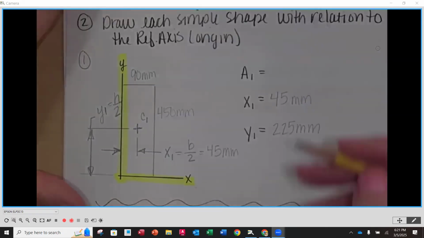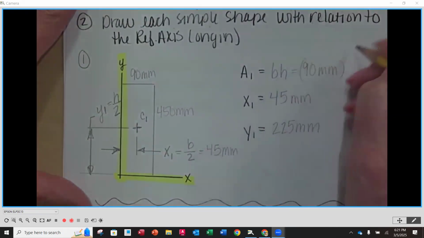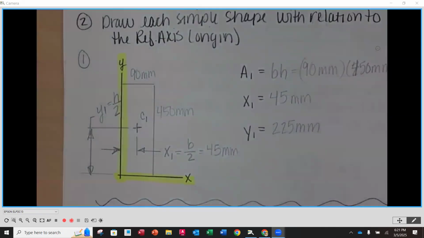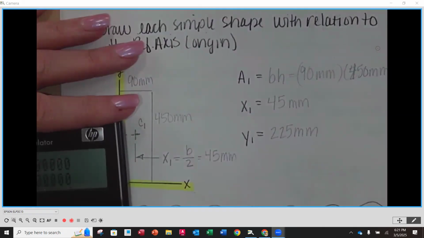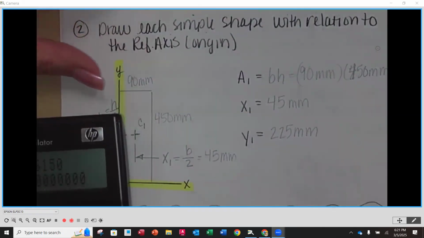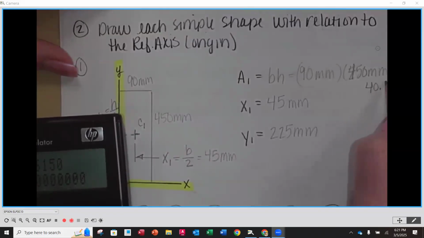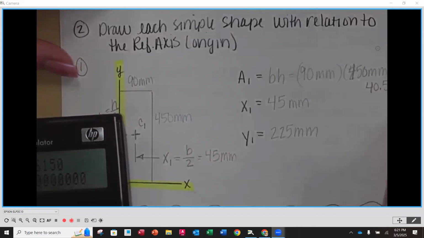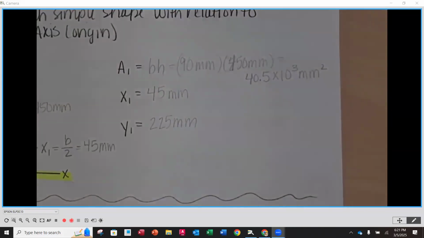Area of a rectangle we know to be the base times the height. So that's simply going to be 90 millimeters times 450 millimeters, the total height. Now, this is going to be kind of a big number, okay? So if we take 90 and 450, it's going to be 40,500 millimeters squared. In the book, what they did is they showed 40.5 times 10 to the third millimeters squared. So they are using scientific notation, okay?